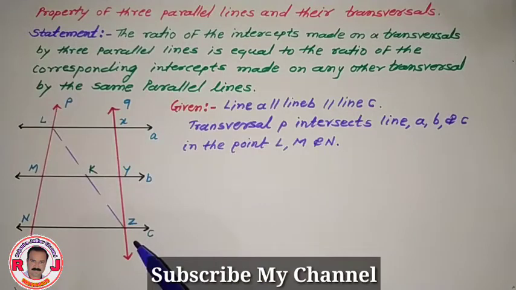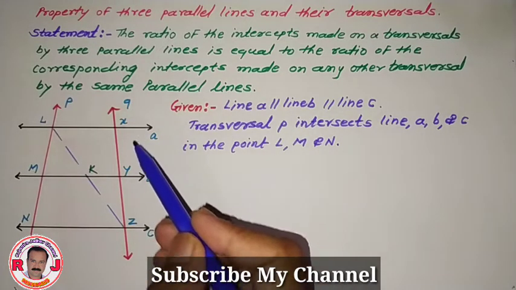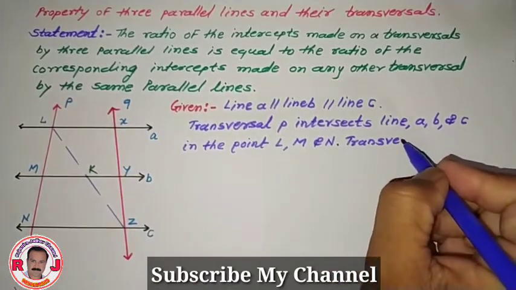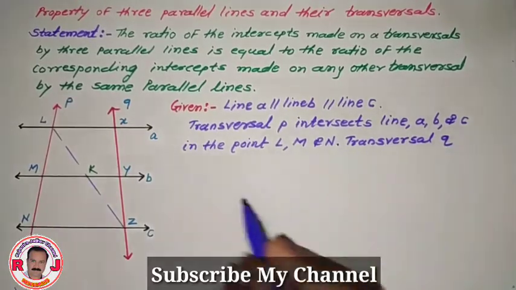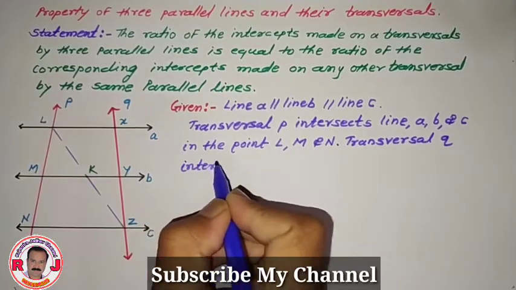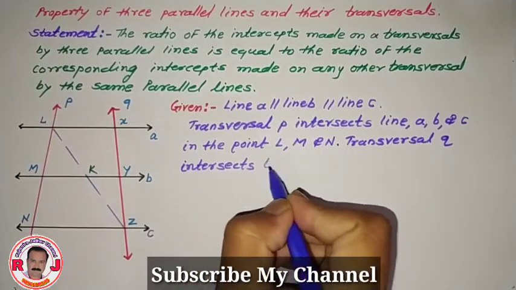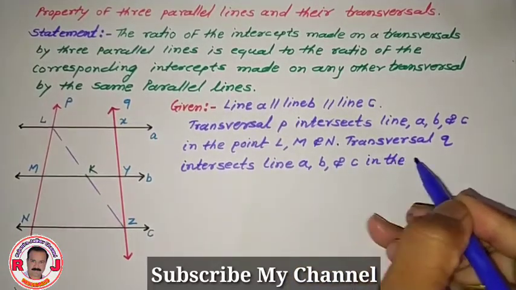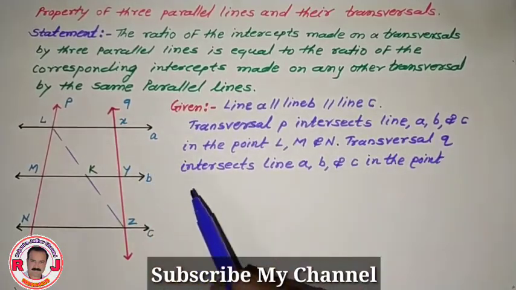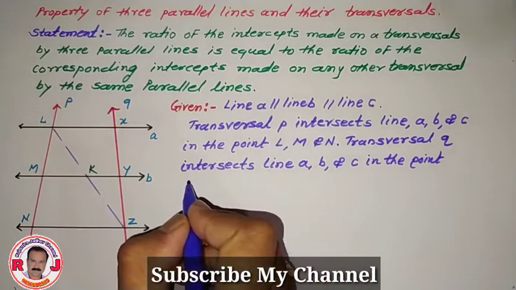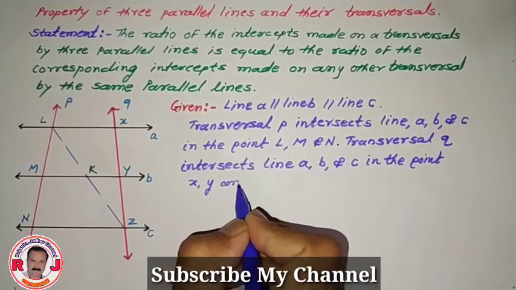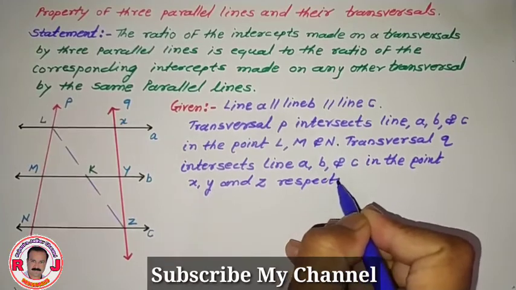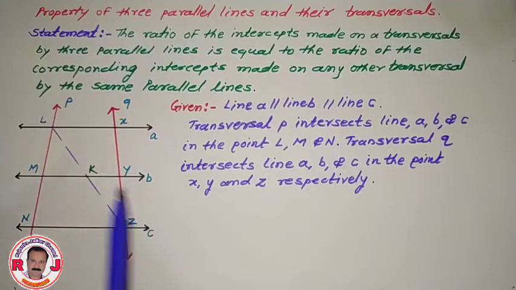Transversal Q intersects lines A, B and C in the points X, Y and Z respectively. This is the given part of this theorem.